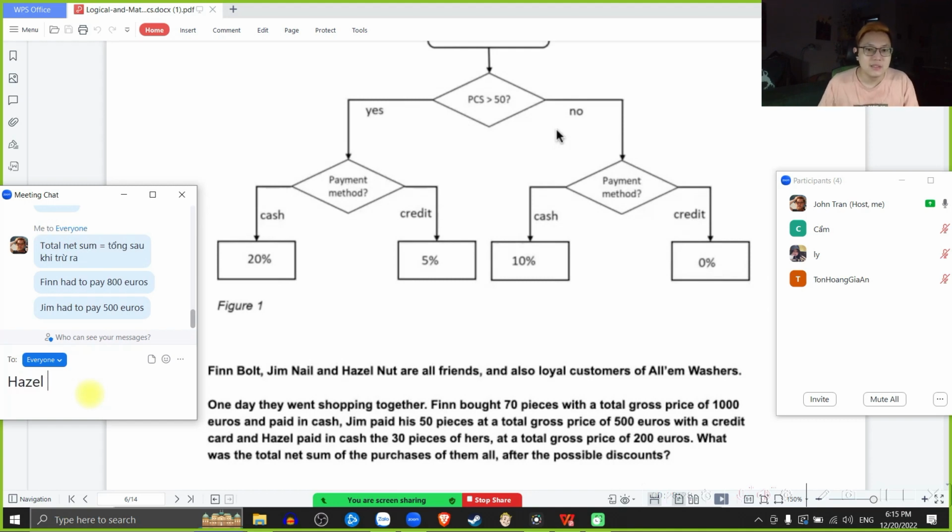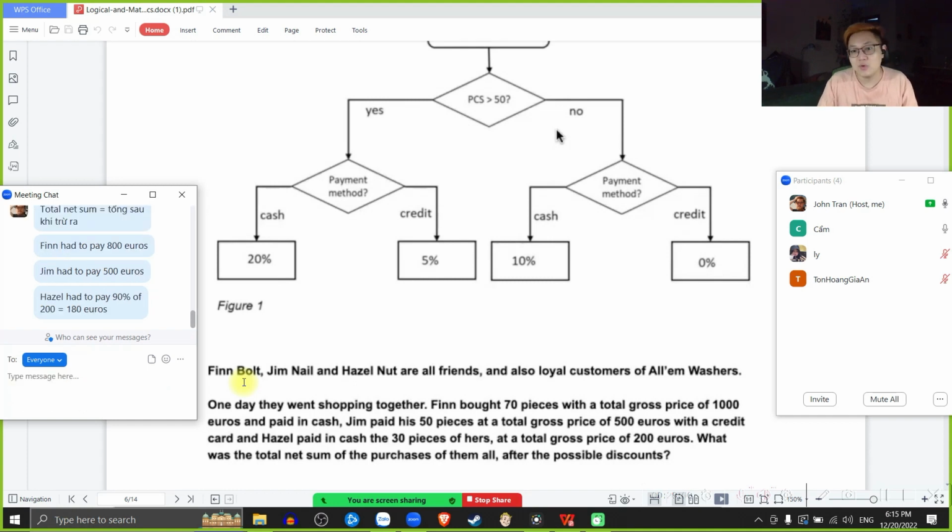How about Hazel? Hazel paid for 30 pieces, so no. In cash, so she got 10% discount. Hazel phải được 10% giảm giá, so it means she has to pay 90%. Tức là cô phải trả 90% của cái giá thôi. So have to pay 90% of 200 euro, which is 180 euros, right? 90% của cái 200 tức là 180.